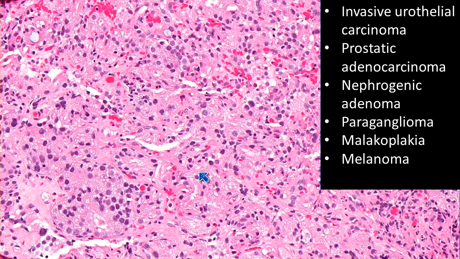And then less commonly, although we just had one this week in the urethra, would be a melanoma. So again, some monomorphic tumor cells, something I might consider.